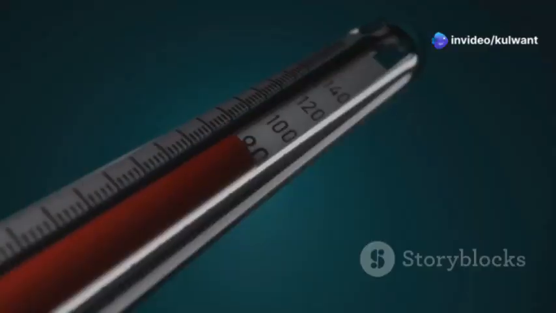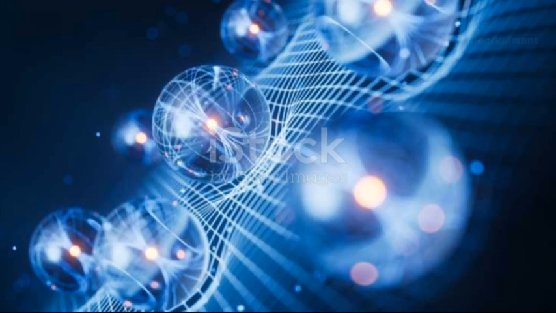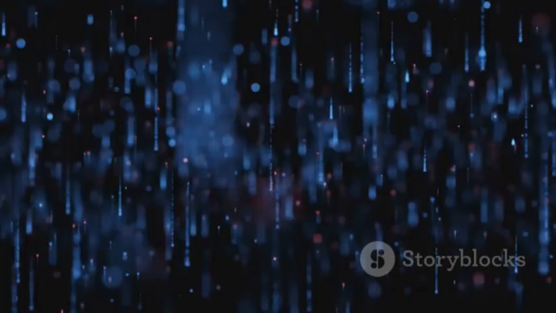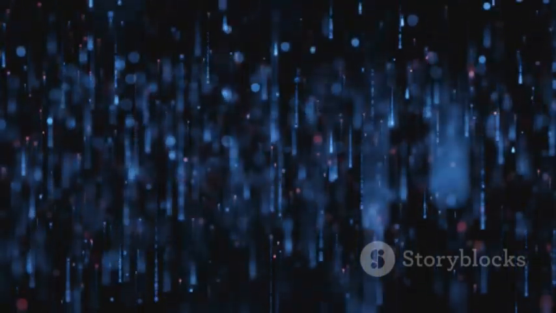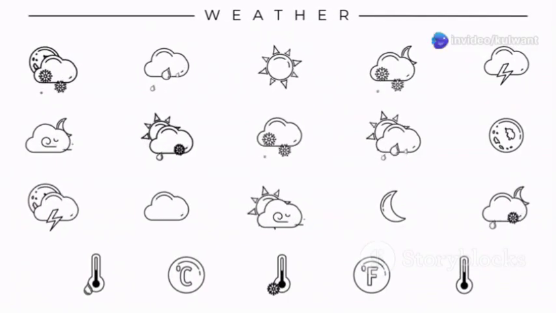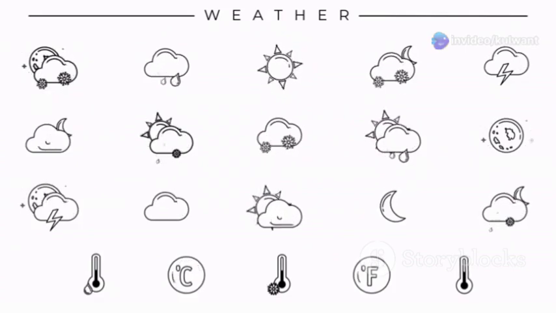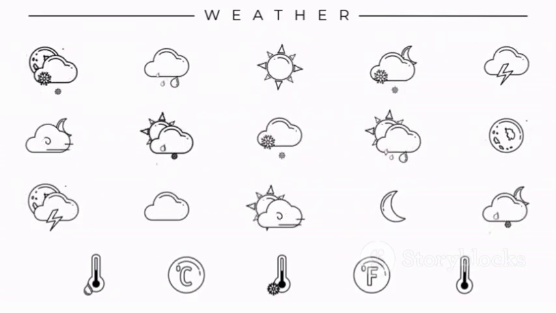Okay, let's review. Temperature: average motion of particles. Thermal energy: total energy of all particles. Particle motion: how particles move, fast in heat, slow in cold. Heat transfer: moves from warmer objects to cooler ones. All these ideas are connected and they help explain everything from weather to cooking to how refrigerators work.